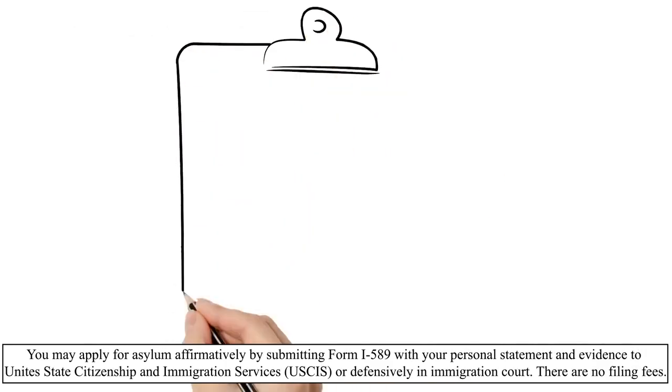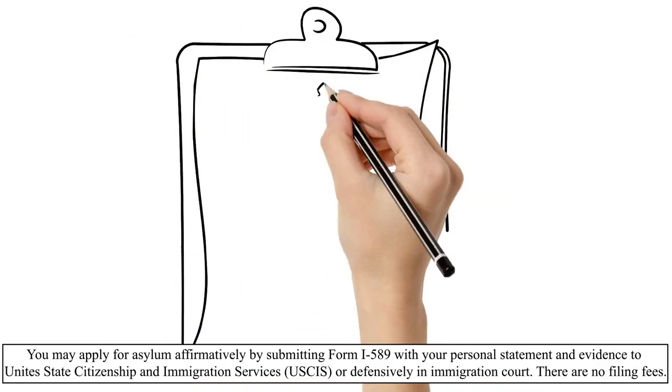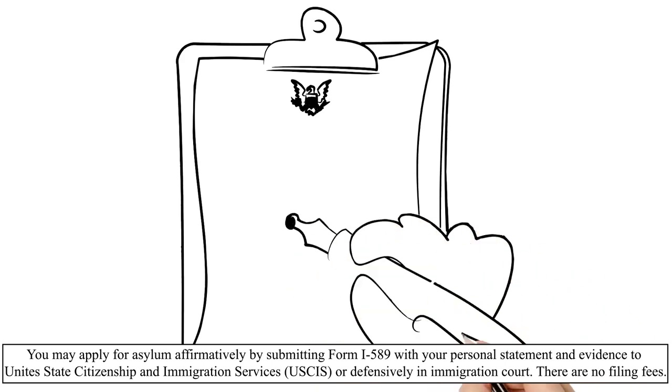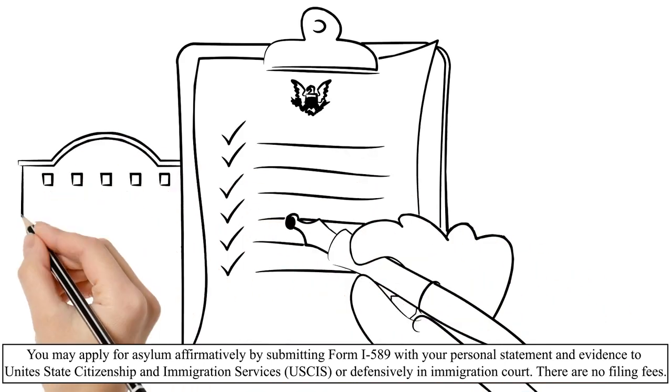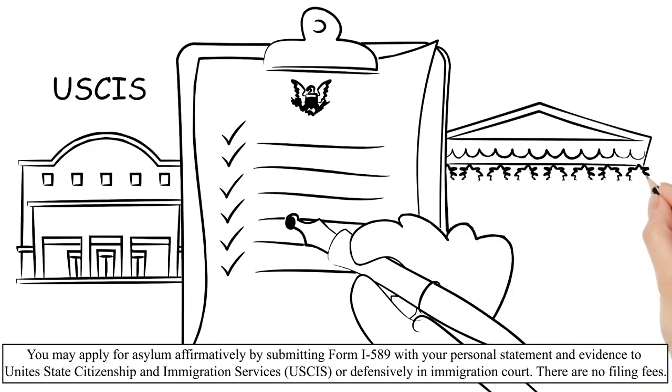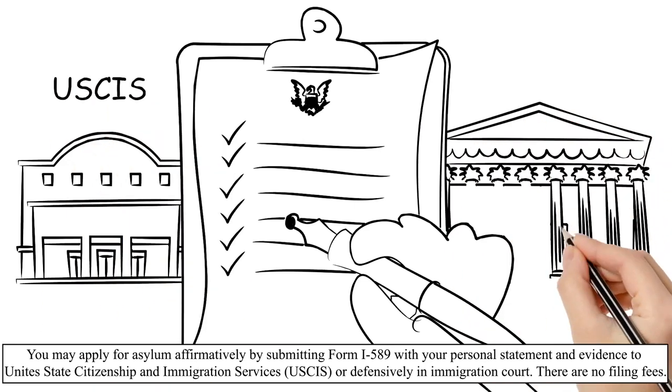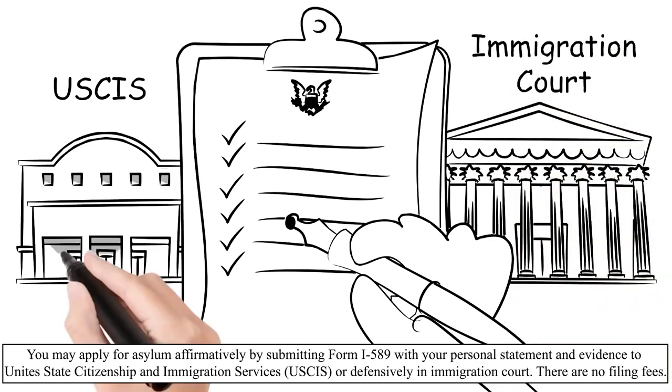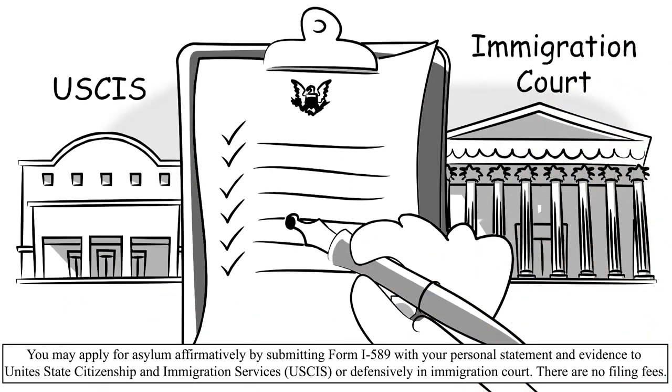You may apply for asylum affirmatively by submitting Form I-589 with your personal statement and evidence to the United States Citizenship and Immigration Services, USCIS, or defensively in immigration court. There are no filing fees.